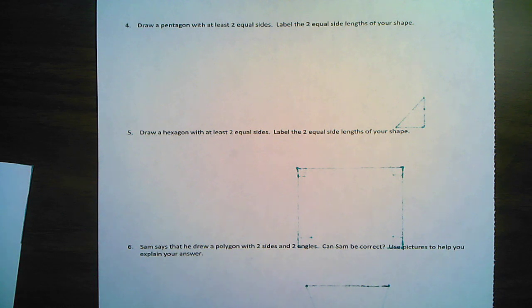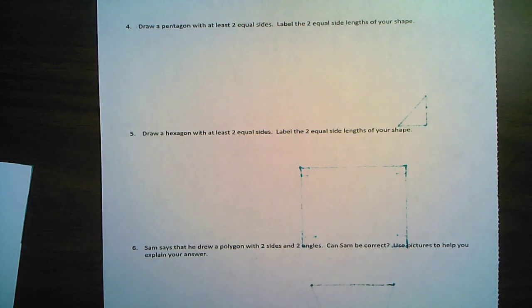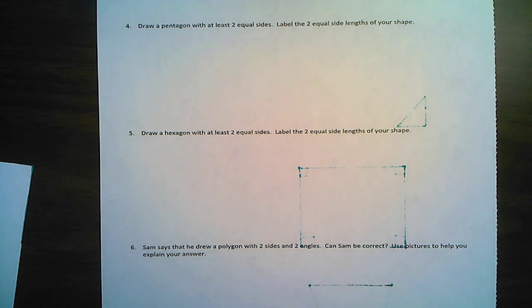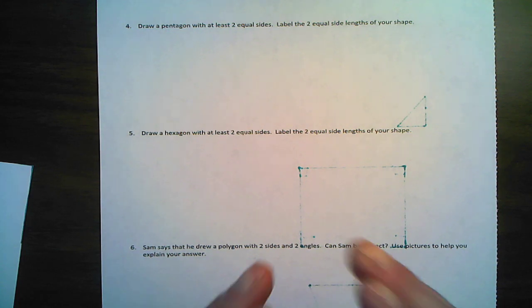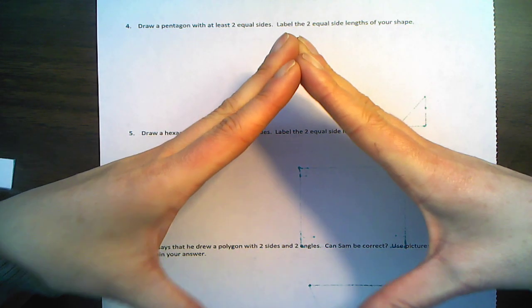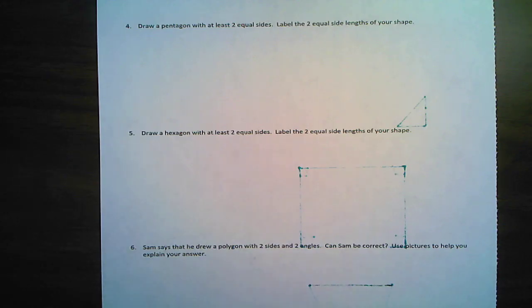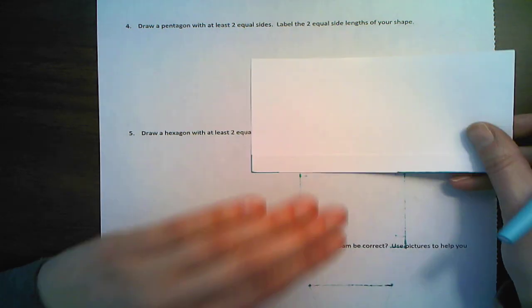How many sides do you think a pentagon has? Anybody? If you said 5, you're absolutely right. Pentagon, pent means 5, so it has 5 sides. A pentagon kind of looks like a house. It has 2 on top, 2 on the side, kind of like a diamond, and then a flat base. So it says with at least 2 equal sides.